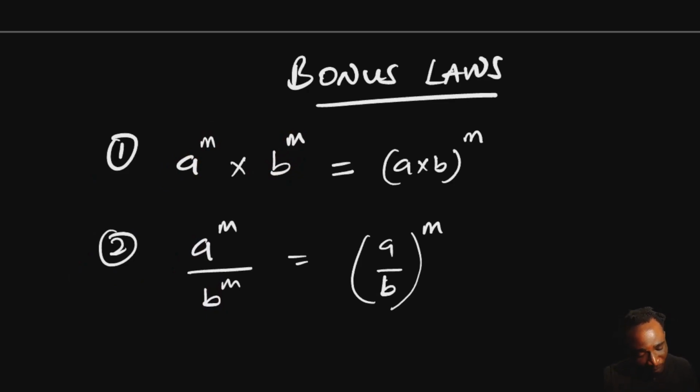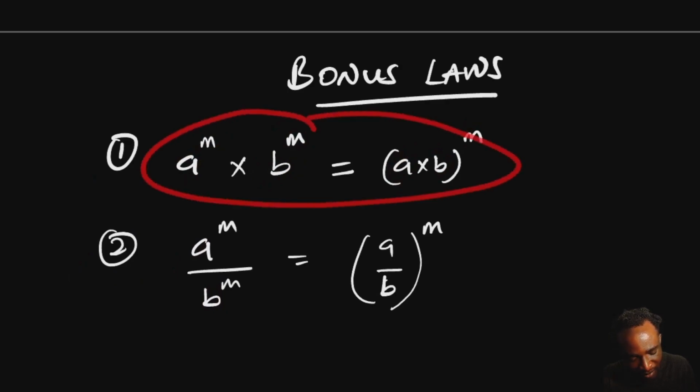So with this law, if you have the same index and different bases with multiplication, what you do is you write the index outside the bracket and then you multiply the bases. It's self-explanatory, I can imagine, but let's put it in numbers so you know exactly what I mean. 3 raised to the power 2 times, let's say, 4 raised to the power 2.